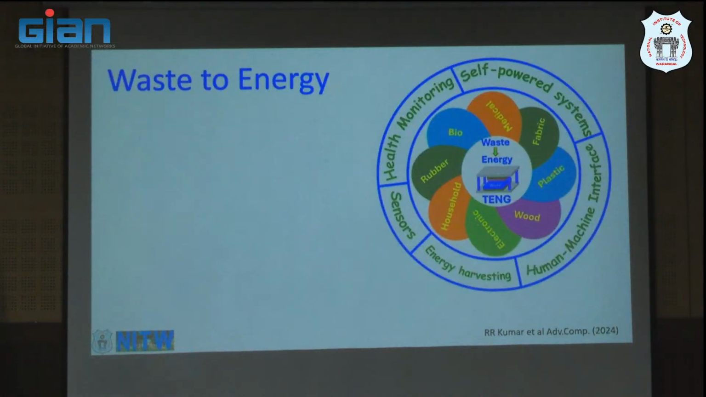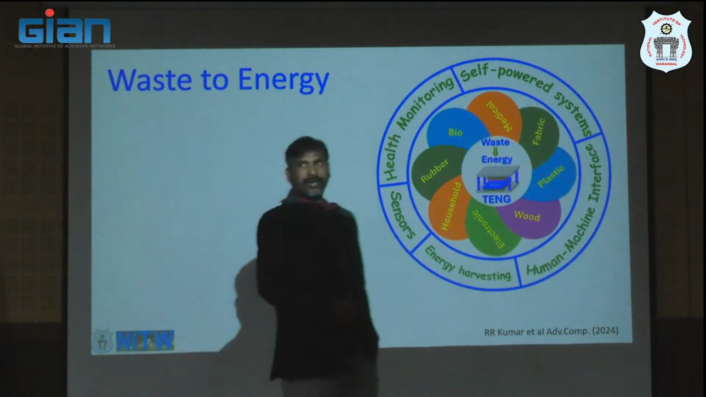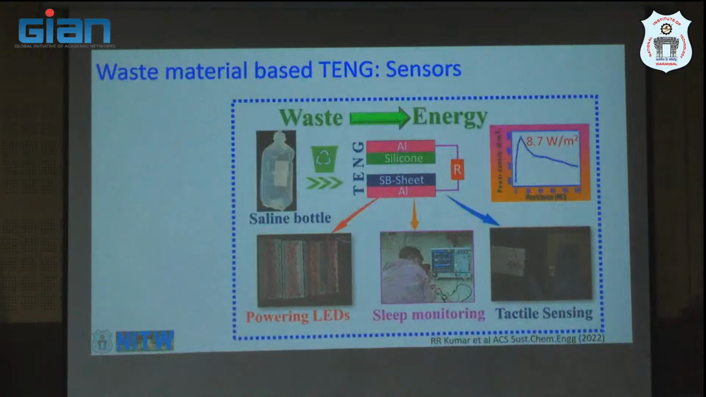And later we started using waste materials for nano generators, where we have explored some medical waste, as you can see here. We start with a simple saline bottle. As you know, most of the time these saline bottles get wasted, sometimes burned outside the hospital. What we have done is take a small piece of saline bottle. This is nothing but a small plastic piece, and we used it as one frictional layer, with silicone as the opposite layer, and we were able to achieve 8.7 watt per meter square, which we used for powering LEDs, as well as sleep monitoring and touch sensing. I'm going to show you the videos in a moment.